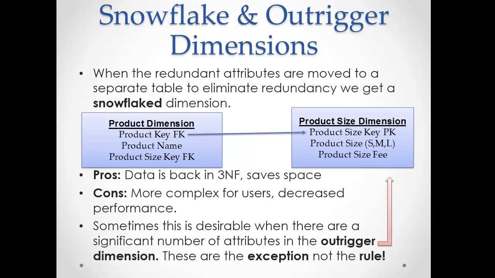So one thing we'll do is snowflake that out so that the sizes are in their own dimension and they connect to the product, and then we're not changing too many values, we're just changing that foreign key instead. The disadvantage, of course, is that you are normalizing this data a little more, and it's a little more complicated for users to understand. There's a little decreased performance. These outrigger dimensions are exceptions and not the rule. So you really shouldn't try to normalize your star into a snowflake. It's not really advisable to do that. You really have to think of the business case for doing that.